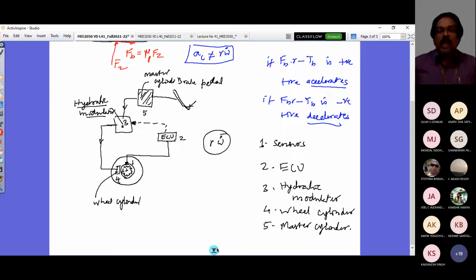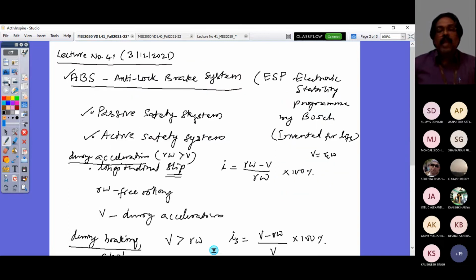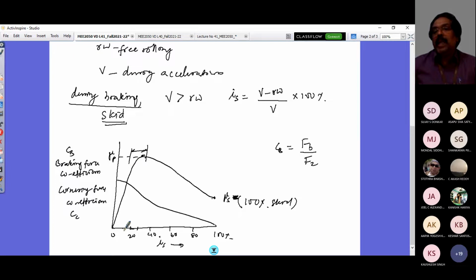And if you look at this function, it would make it work all the time in this desirable range. So the skid value would be taken to that optimum value, so that it would always be working here. So I would be able to tap the maximum braking force.